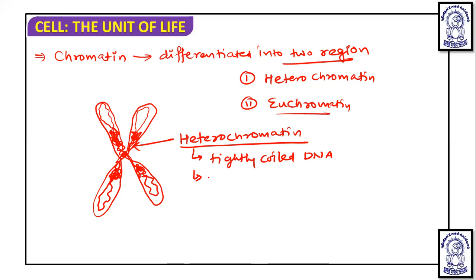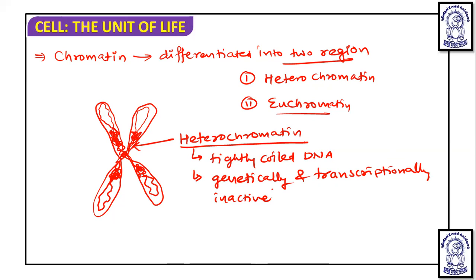And if it is tightly coiled, the enzymes or proteins required for transcription or replication are not going to easily interact with this heterochromatin. And if they do not interact, they cannot form mRNA and protein. So it is genetically and transcriptionally inactive. It is not able to form mRNA because it is tightly coiled and does not have space for enzymes to interact.